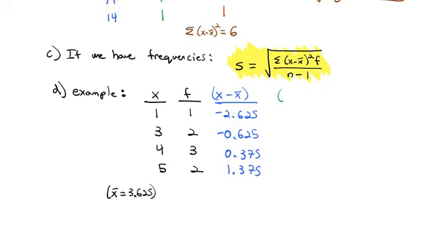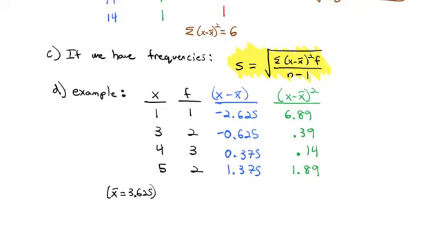Next, the formula says we need to square that x minus x bar. We're going to square each of these numbers. So 2.625 squared, and I'm going to round to 2 decimal places, is 6.89. 0.625 squared is 0.39. 0.375 squared is 0.14. And 1.375 squared is 1.89.